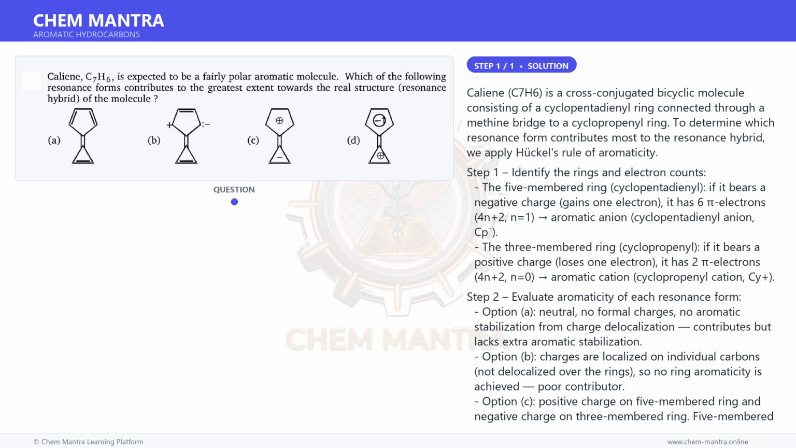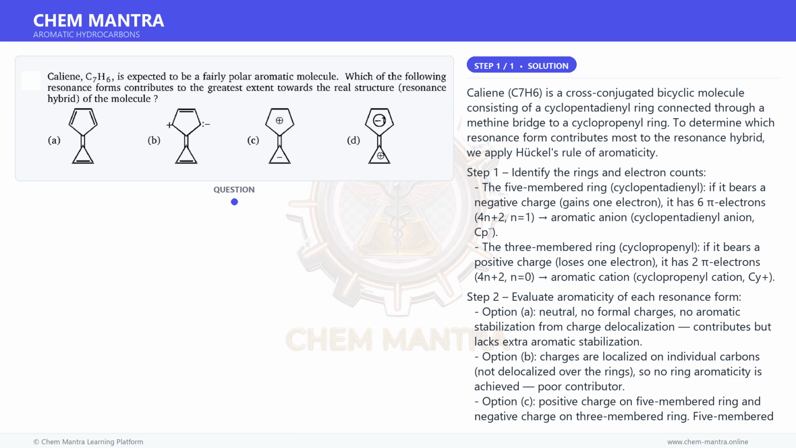Calicene, C7H6, is a cross-conjugated bicyclic molecule consisting of a cyclopentadienyl ring connected through a methane bridge to a cyclopropenyl ring. To determine which resonance form contributes most to the resonance hybrid, we apply Huckel's rule of aromaticity.